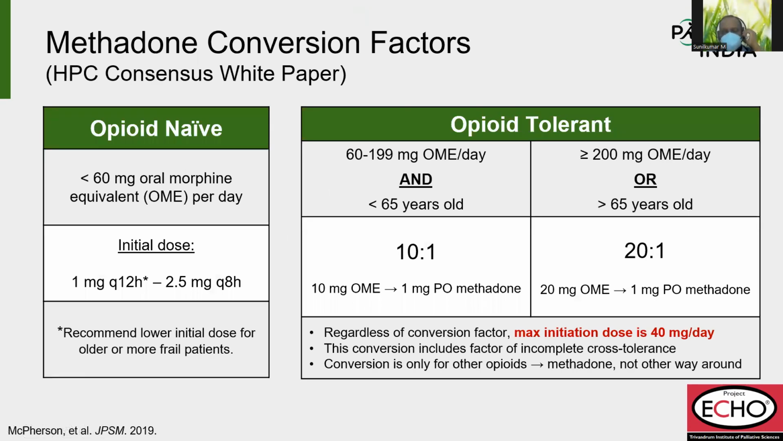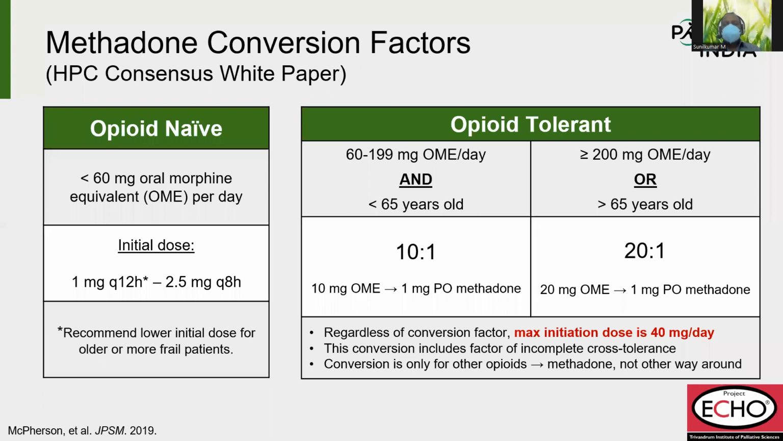This is the conversion factor that we can use for converting from an opioid to methadone. If the patient is opioid naive, or if the patient is taking less than 60 milligram of oral morphine, then you may use 1 milligram 12 hourly to 2.5 milligram 8 hourly. That is 2 milligram to 7.5 milligram in 24 hours. And if the patient is taking 60 to 199 milligram of oral morphine equivalent per day, and the patient is less than 65 years old, then the conversion ratio is 10:1. That is, 10 milligram of oral morphine will be equivalent to 1 milligram of methadone.